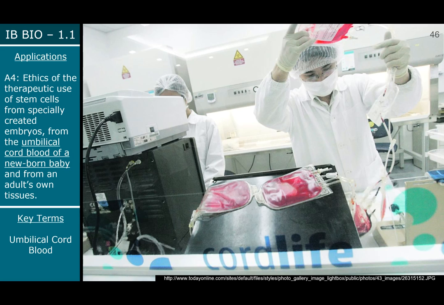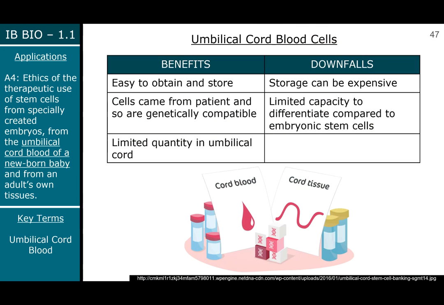That's a cord bank, so that's basically what it looks like. It just looks like a bag of blood, and they just freeze it. So, benefits and downfalls. Benefits of umbilical cord blood cells: much easier to obtain and store, right? They come from the patient, so they're genetically compatible with that individual. So there's no possibility of rejection because it's your literal own cells.